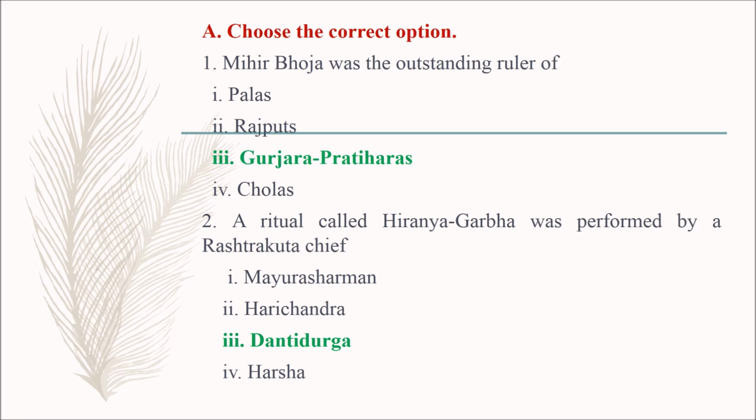Question number 2. A ritual called Hiranyagarbha was performed by a Rashtrakuta chief. Option 1 Mayurashraman, option 2 Harichandra, option 3 Dandidurga, option 4 Harsha. So the correct answer is option 3 Dandidurga.